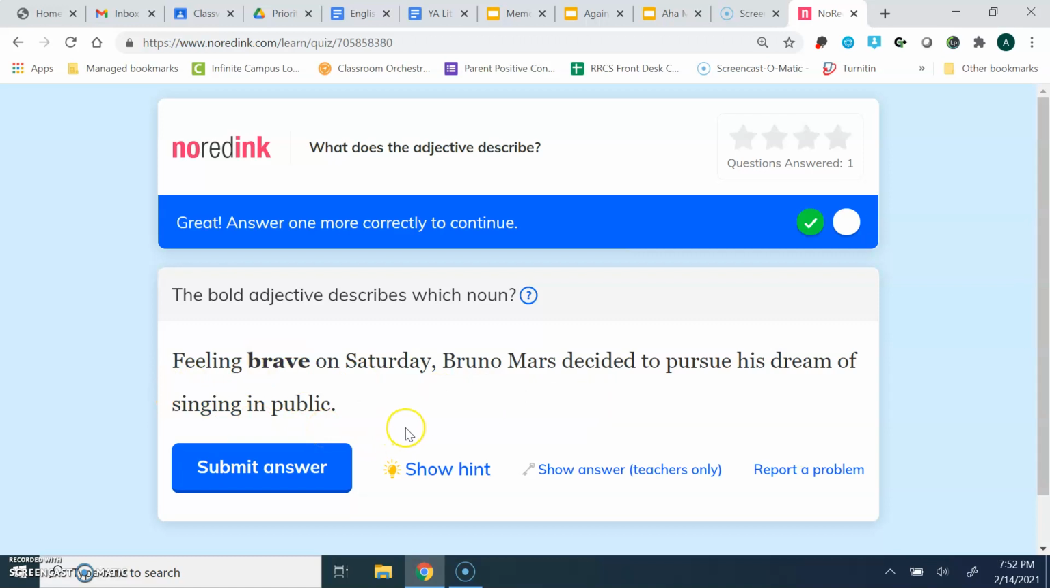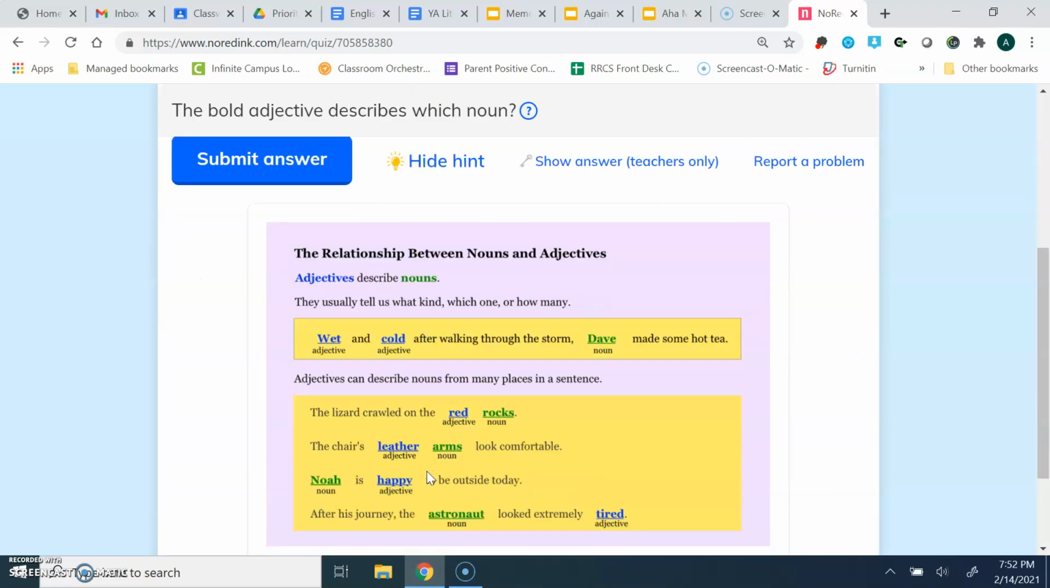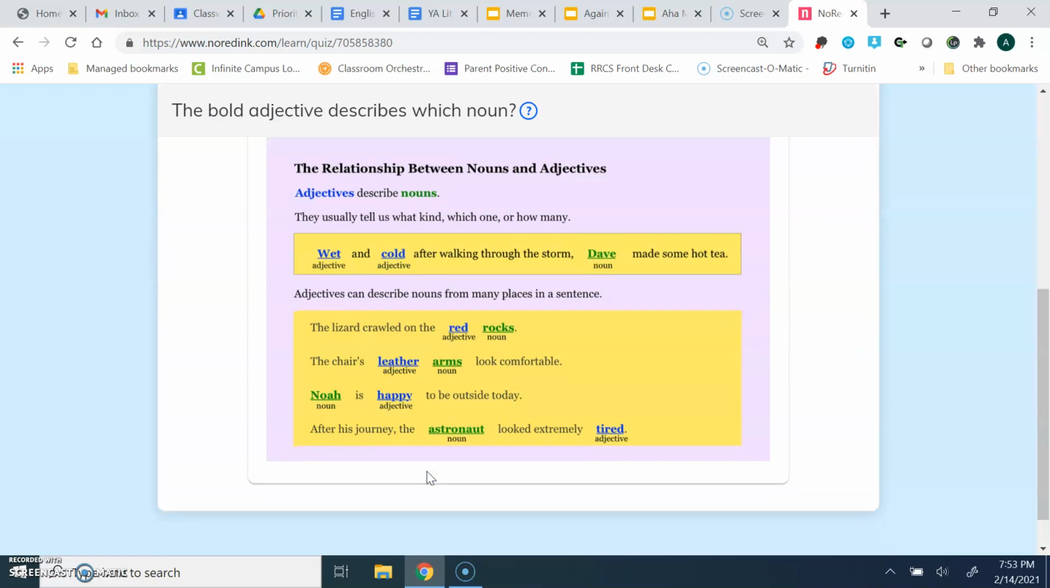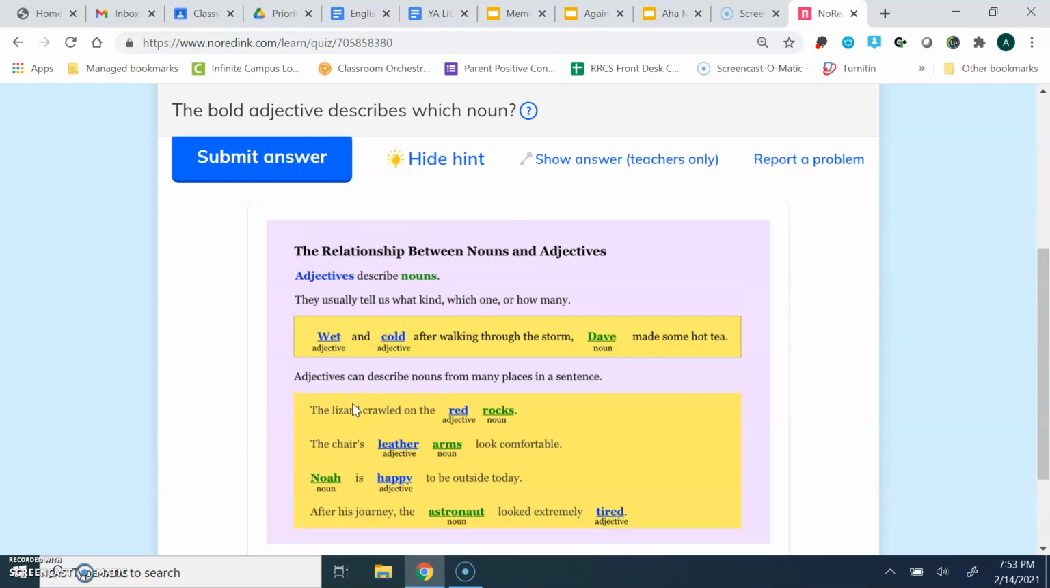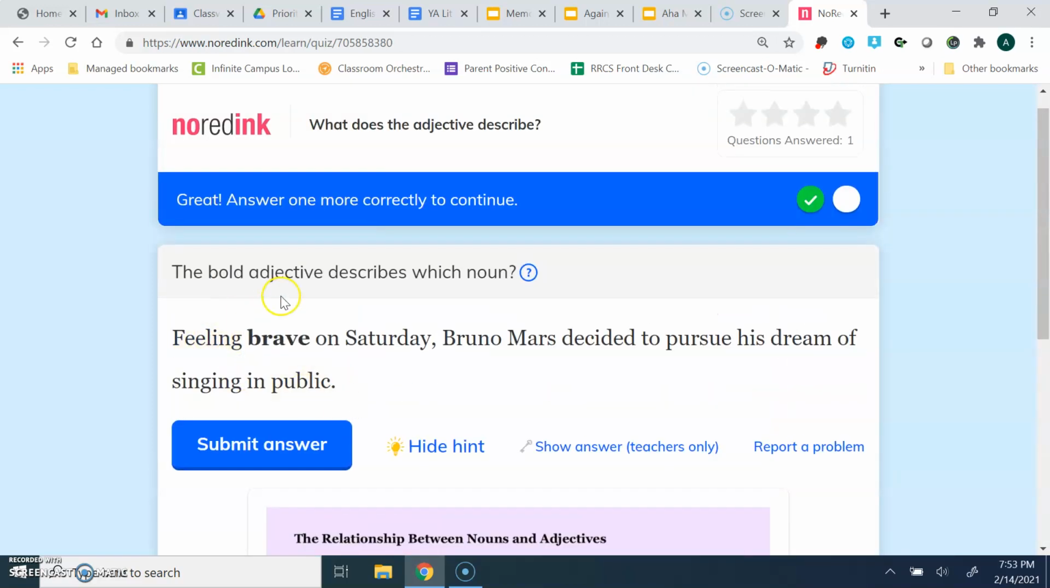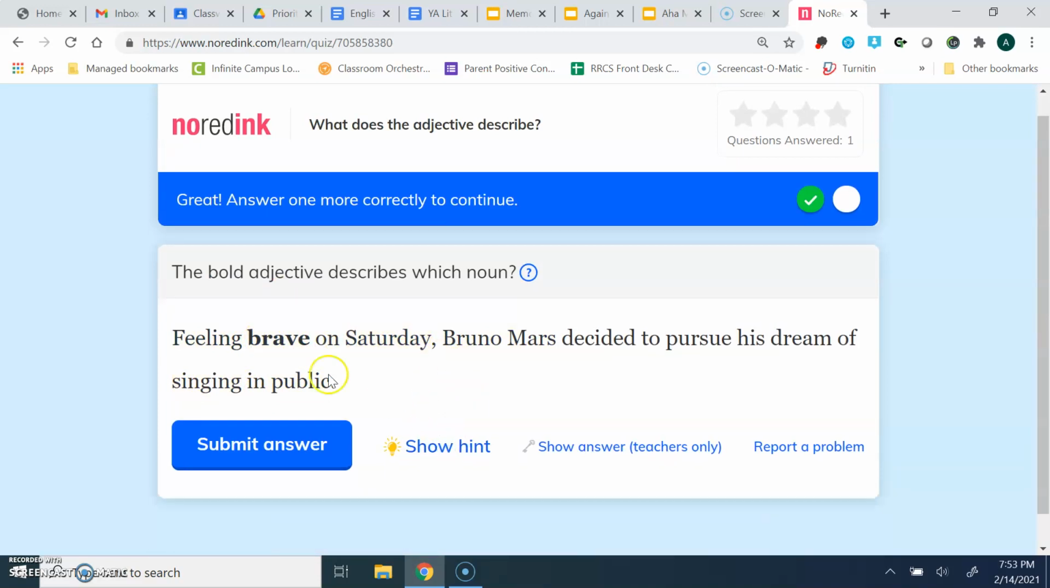Now let's say I really don't know. I don't know what to do here. There's this show hint. If you click on show hint, it's going to take you back to that lesson, and look at the examples and see if they help you be able to answer this. All right, you can hide the hint if you want to get rid of it.